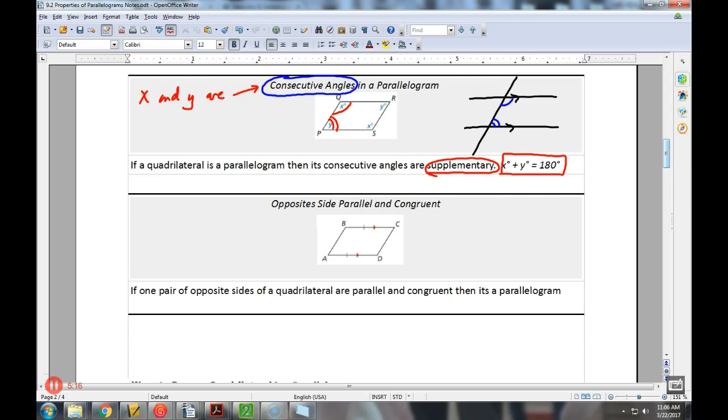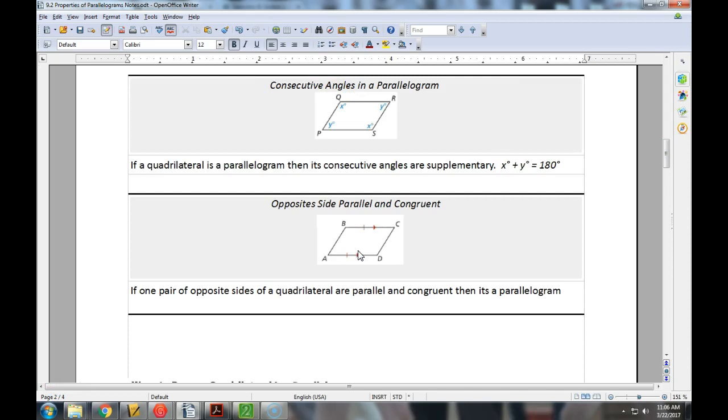That one's pretty important. And then you have this other way here at the end to prove that if you can get just one pair of sides to both be congruent and parallel, then you can prove it's a parallelogram. We're not going to get too much into proving that things are parallelograms, but that could be useful if you ever had to do that proof. I'd rather you focus on the properties. That's what you're going to see more on standardized testing.